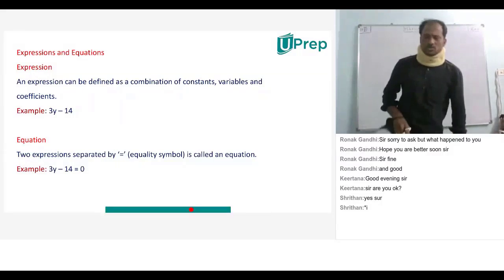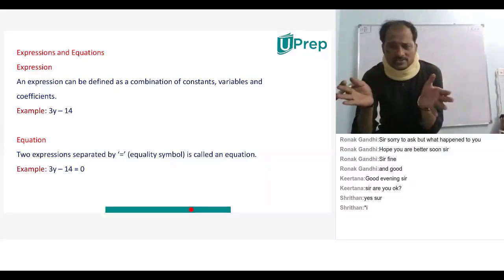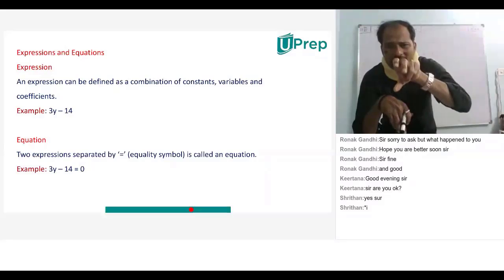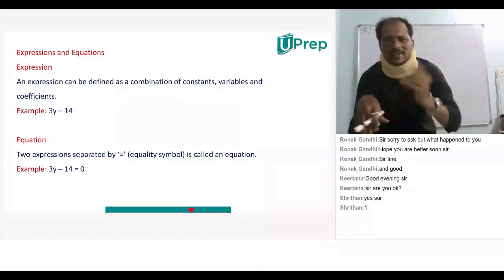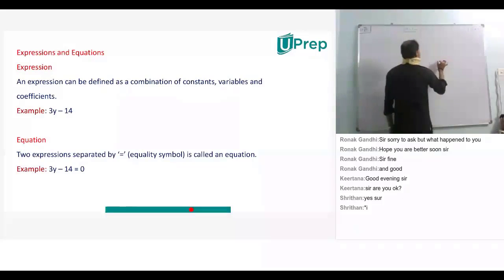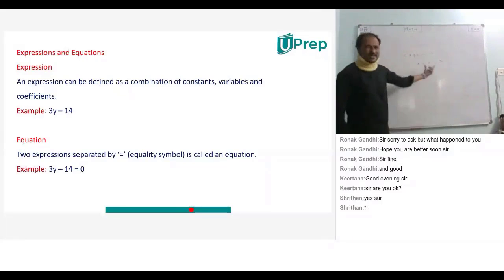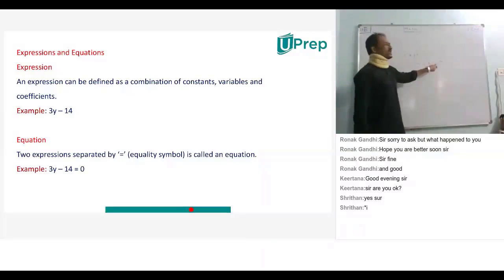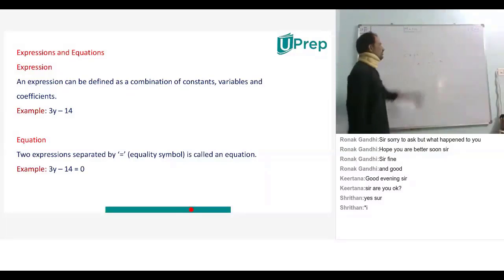Equation: two expressions separated by an equal to symbol is called an equation. For example, x plus 2 is equal to 3. It is an equation. Why? Because equal to is present. What is x plus 2? An expression, because equal to is not present. So this is an equation and this is the expression.